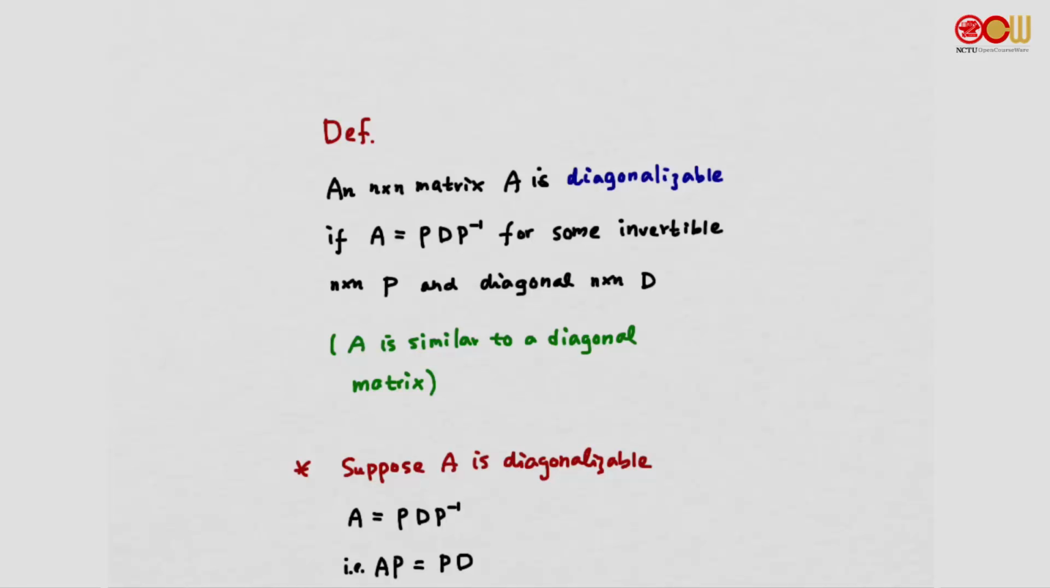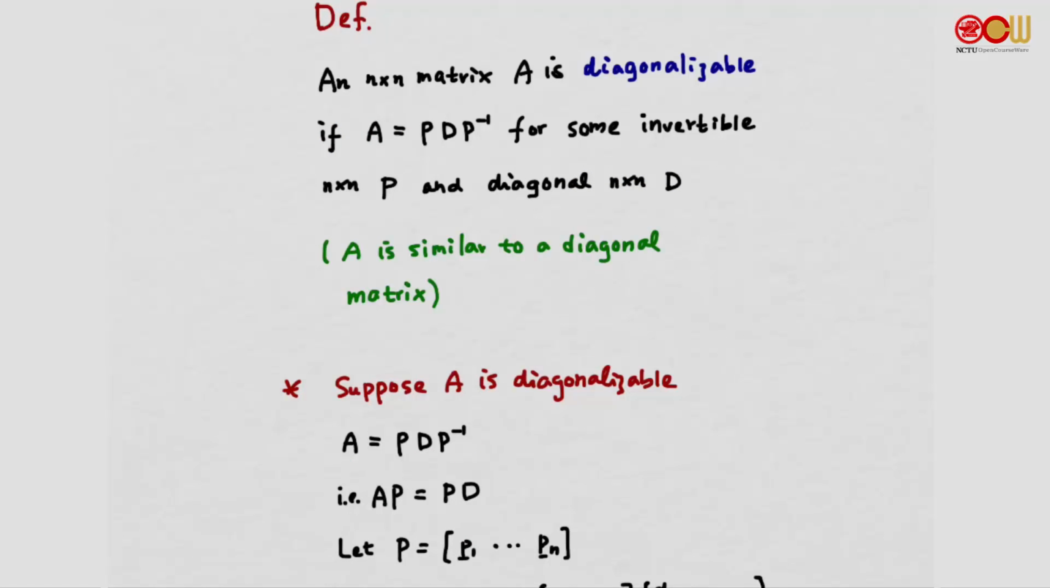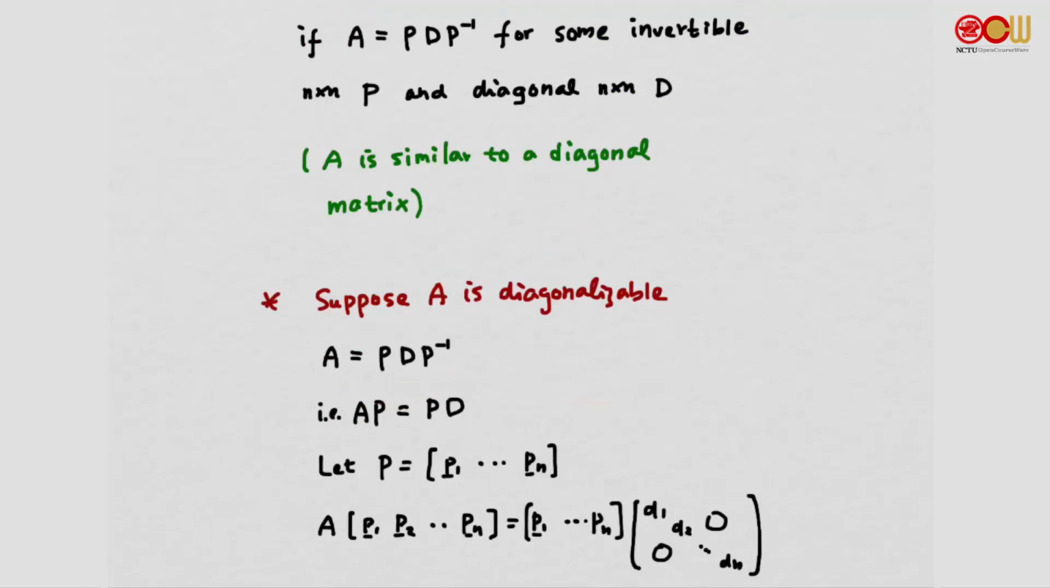Suppose we have A that is diagonalizable. So by definition, A is equal to PDP inverse. We can write it in this form. And let's multiply P on both sides. We get AP equal to PD. Suppose P is this matrix. It has n columns. So we write down the n columns of P, P1 to Pn. AP equal to PD.